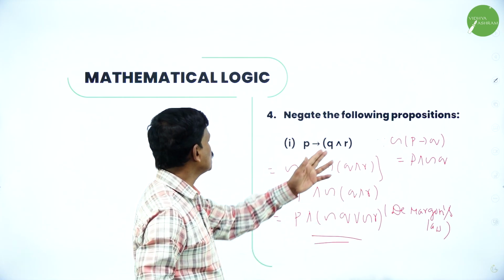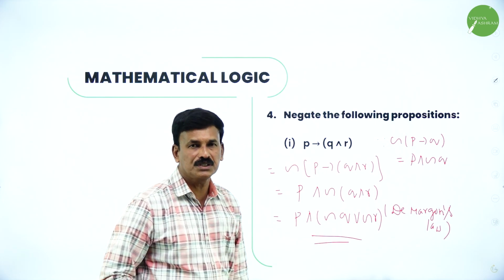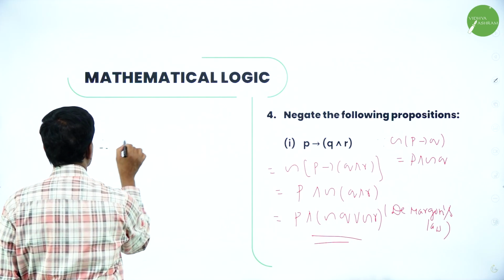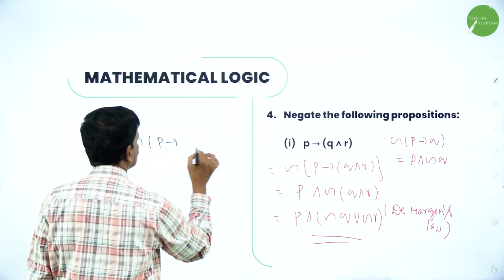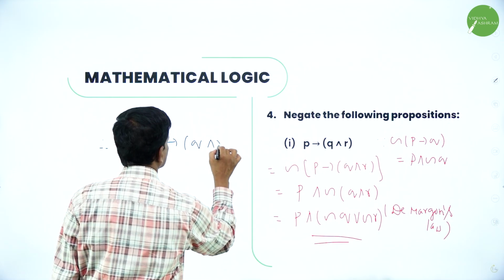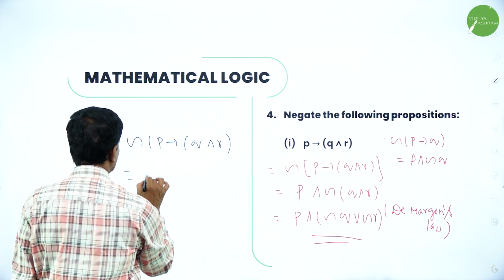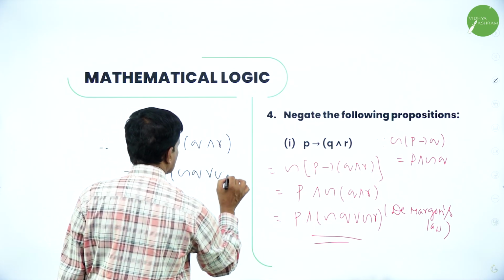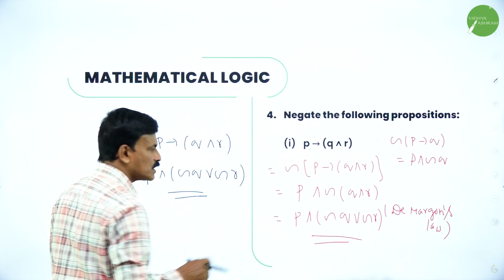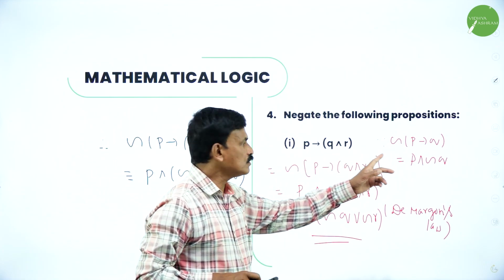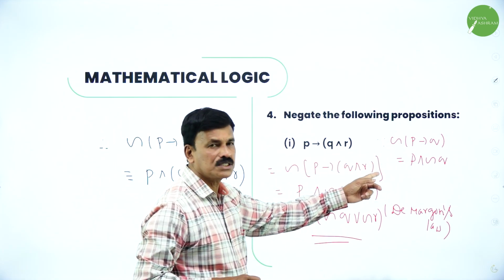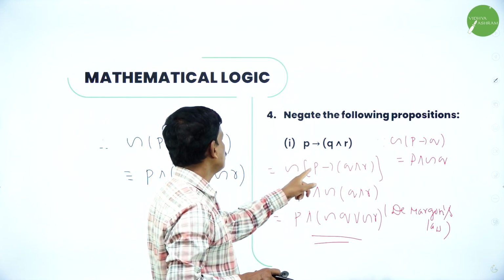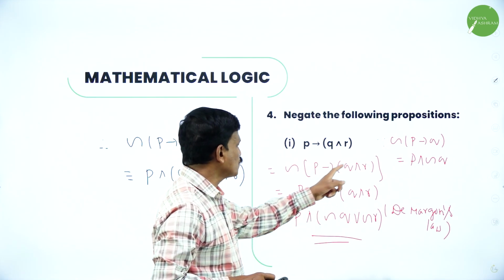This is the negation for P conditional to Q conjunction R. So, what is the negation? The negation of P conditional to Q conjunction R is P conjunction negation of Q disjunction negation R. Very simple. Just using the law, we know negation of P conditional to Q is equal to P conjunction negation Q. So the negation of this is P conjunction negation of Q conjunction R.